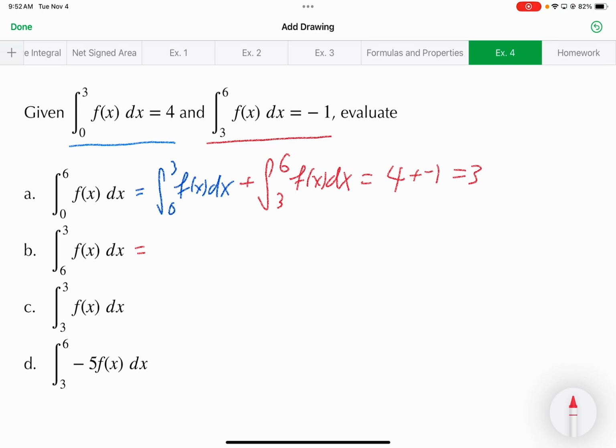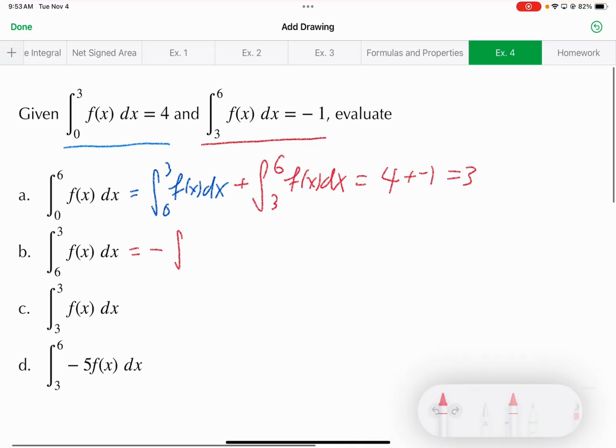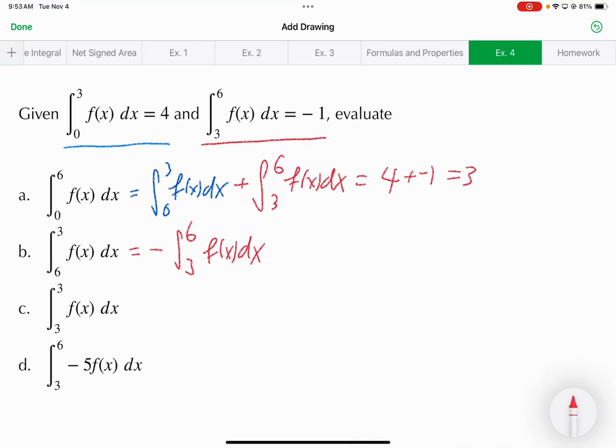What do I have to do for the next one? Yeah, swap the limits, right? So negative in front of my integral, and then it goes from 3 to 6 of f of x dx. So negative, and then that is negative 1, so I get positive 1 as my value.